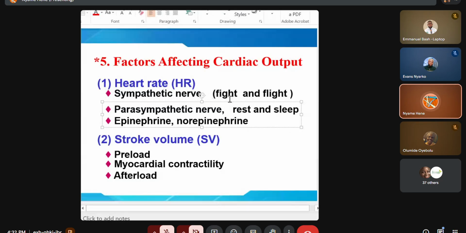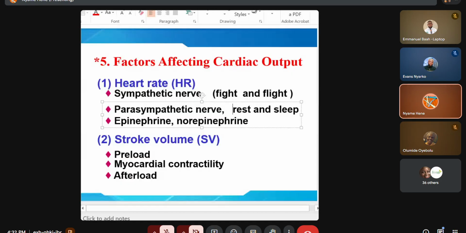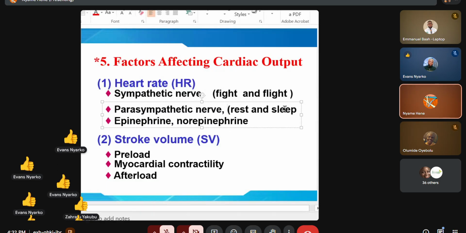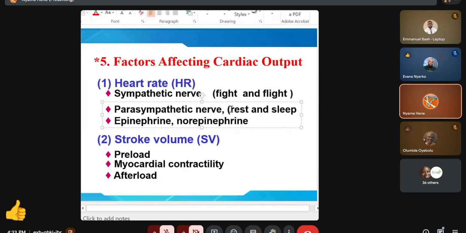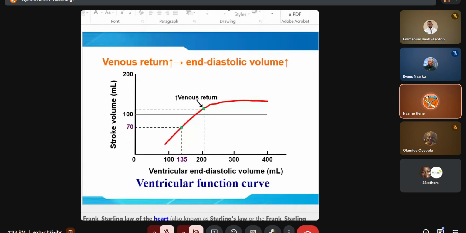When your heart is beating too fast, we tell you to go and rest. When you are resting, the parasympathetic nervous system takes over, and so your heart will not be beating fast like that. Do you understand? So these are the rest and sleep states, or the fight and flight states. That is how the sympathetic and parasympathetic nervous systems affect the heart. Then epinephrine and norepinephrine also act like the sympathetic nervous system.